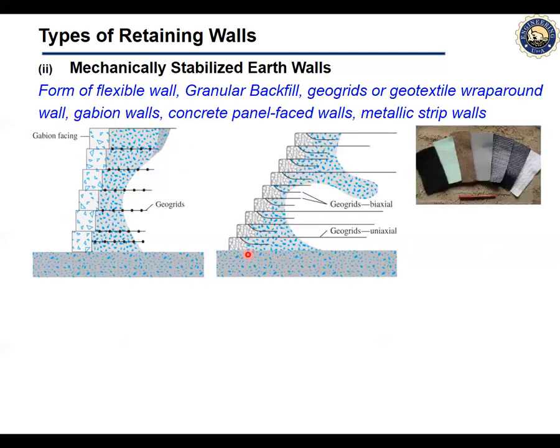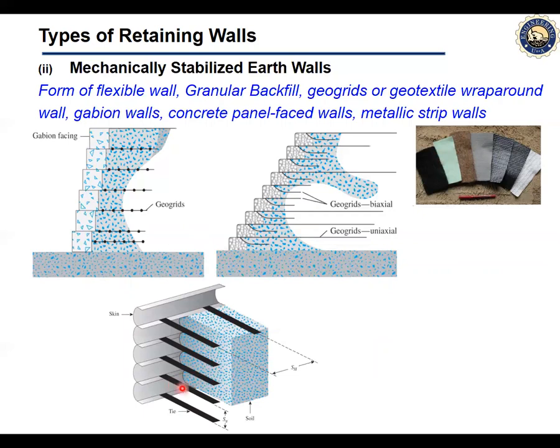Secondly, you can also make a wall like this geogrid or geotextile wraparound wall, as shown here. We can put wraparound rows on it and thereby, like a ladder, form a wall. These are metallic strip walls. Like one metallic strip, we can put one over the other, with thin strips going down into the backfill, and thereby this will act as a wall.